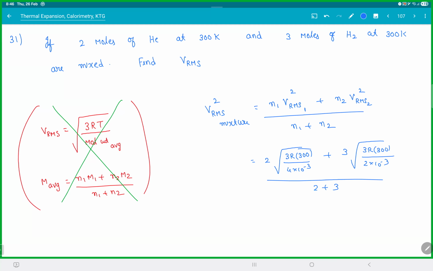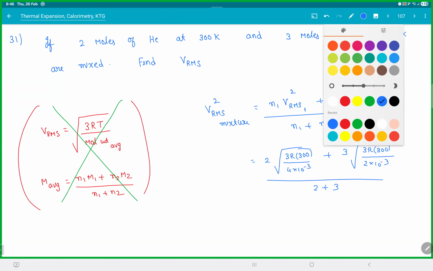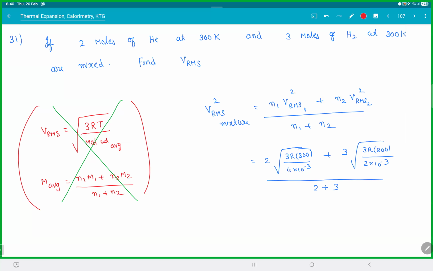So be careful, don't use M average, it doesn't work here. And mathematically, logically, when can you add things like that? When the functions are linear, isn't it? See, the average of 1 and 3 is 2, right? But the average of 1 by 1 and 1 by 3 is not 1 by 2. Do you get the problem there? So you just can't add up like that. It's a 1 by root m function. If VRMS was proportional to m, it would have worked, but because it's a 1 by root m function, it doesn't work. So be careful with that. You can't take M average. So that's what makes this question really good.